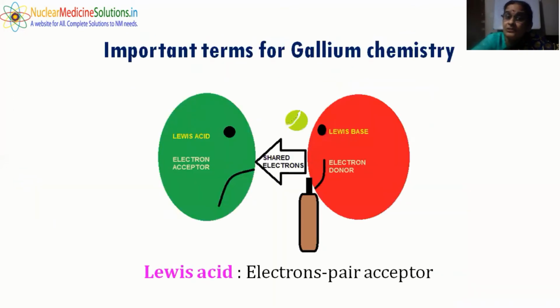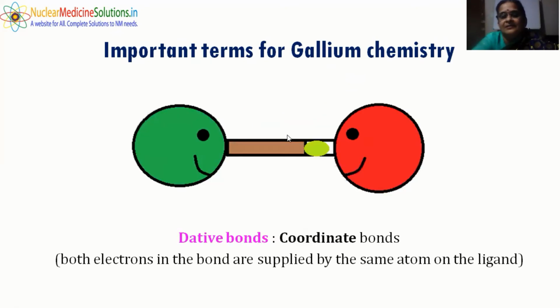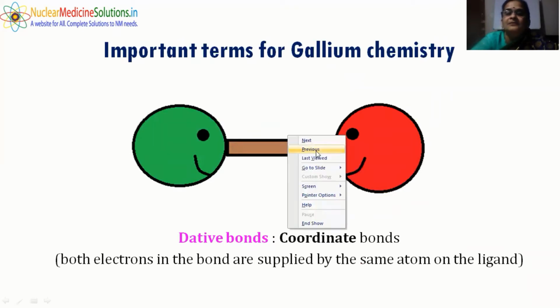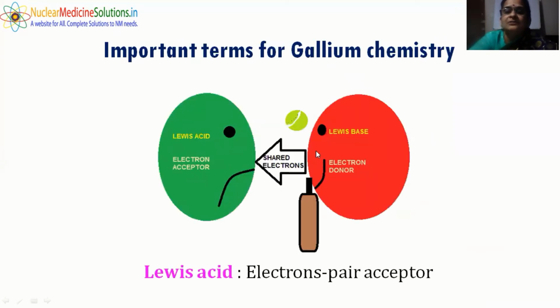Now, important terms: the Lewis acid, as I was telling you, is the electron pair acceptor. What is a Lewis acid? This is our gallium, which is a strong, hard Lewis acid that will accept the electrons. As an analogy, I've shown here two friends, Lewis base and Lewis acid. You can call them by name like this, and that means, let me go back to this slide.